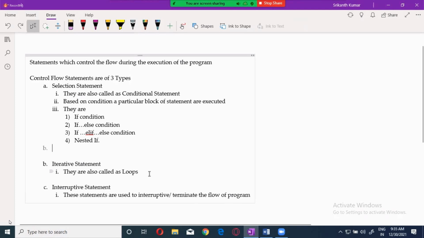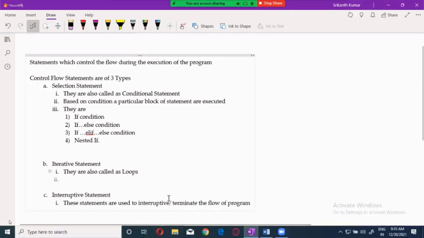Now coming down to the iterative statements. What are the iterative statements? It is when a block of statements are executed n number of times, until and unless a condition is satisfied. That is called as iterative statements. If you are writing, write it down.